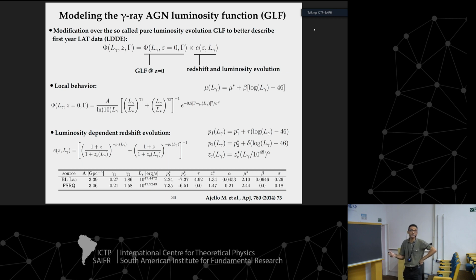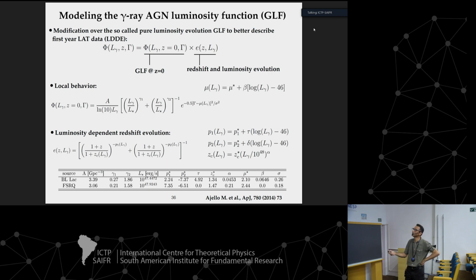And it's the product of two functions. One is the GLF at z equals zero, so this is the local behavior, a kind of local PDF. And then there's a redshift evolution. It's a luminosity-dependent redshift evolution, which is this term here. The local part is here. This, at z equals zero, has lots of parameters.